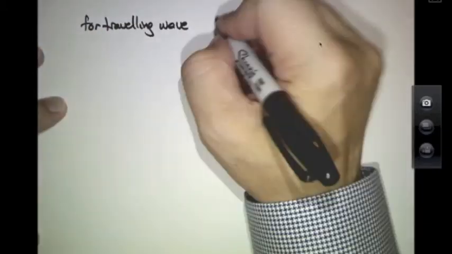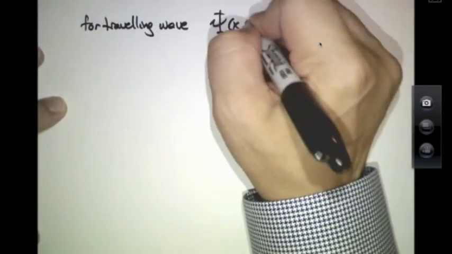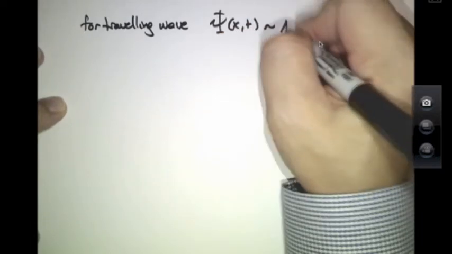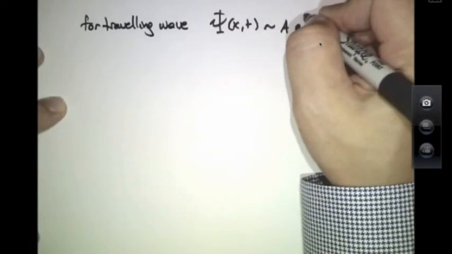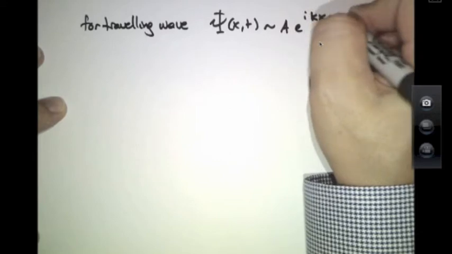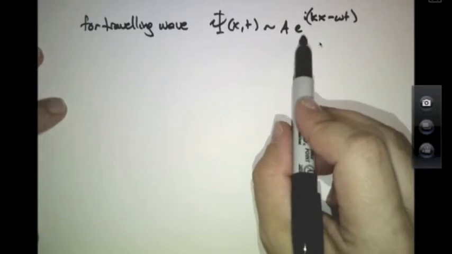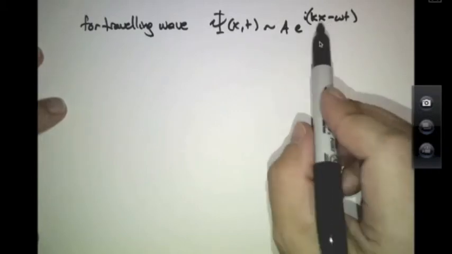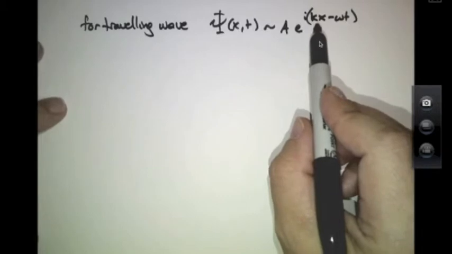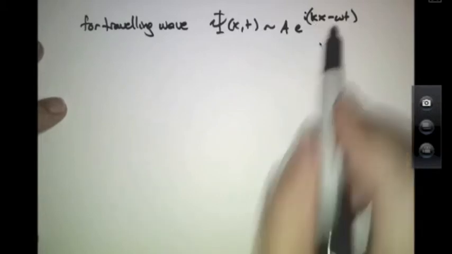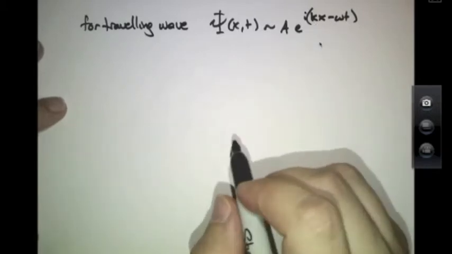For a traveling wave, the wave function generally looks something like an amplitude A, and then a sinusoid, but it's not just a sine or cosine, but rather e to the i. And since this is a traveling wave, let's say moving to the right, it's just going to look like kx minus omega t in the argument of this sinusoid.